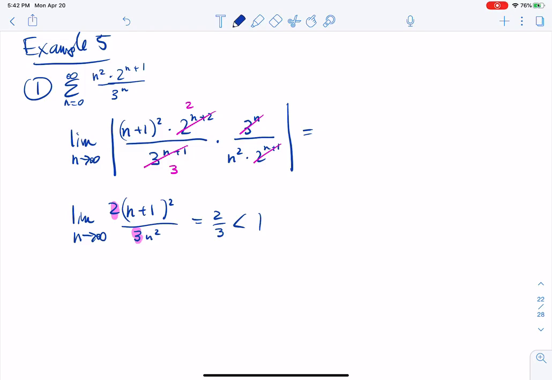What does that mean? So think geometrically again. If your ratio of terms is getting closer and closer to 2/3, this thing is going to converge absolutely by the ratio test. Our sum, I'm not going to keep writing these little sums down, so I'm just going to write it like this. Converges absolutely.